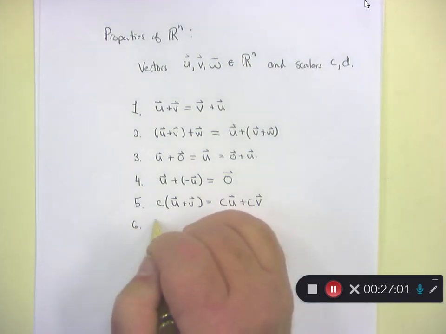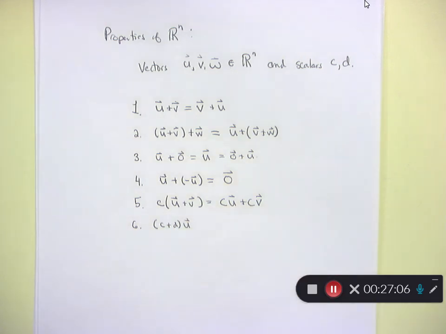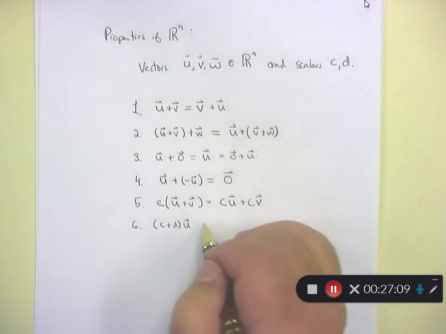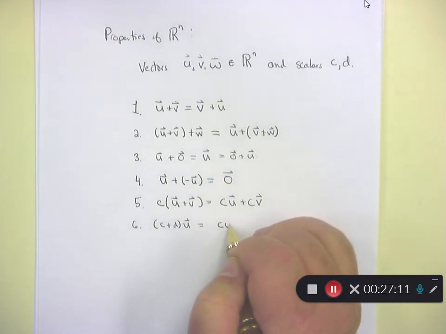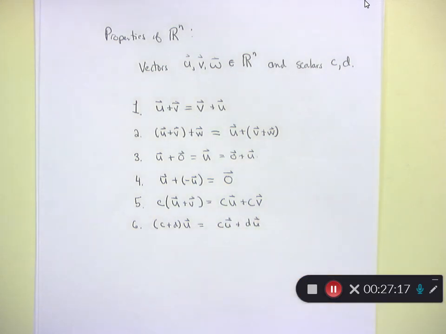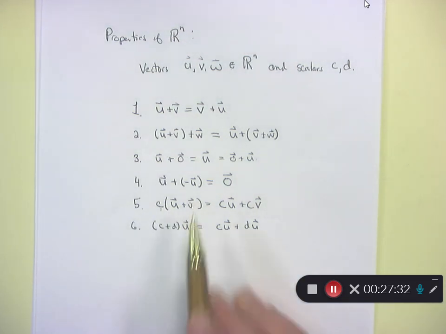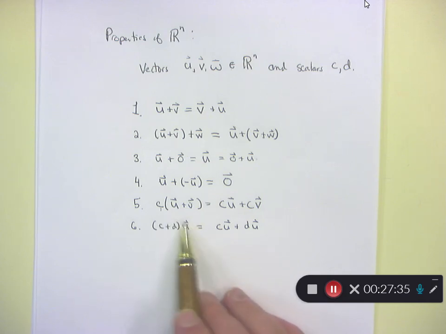Property number 6 says, if I take two constants, C plus D, and then multiply it times a particular vector, that's going to be the same thing as constant C times vector U plus constant D times vector U. So, let me break this down for you in English. You've got two different ways of distributing. I can either take a constant and distribute over two vectors, or I can take a vector and distribute over two constants, and I'm going to end up getting the same result.